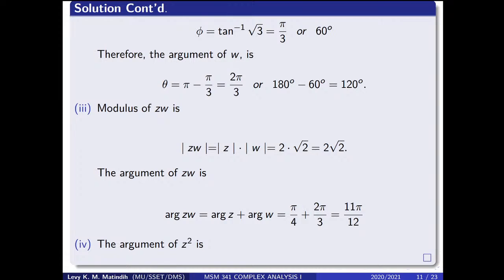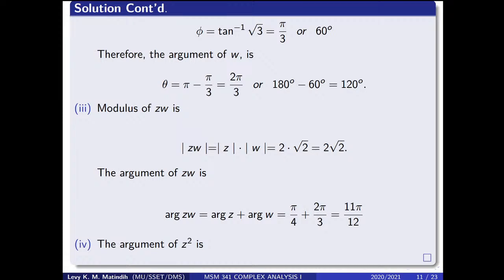The argument of the product, which is the argument of z times w, according to theorem number 3 again, is the argument of z plus the argument of w. The argument of z in radians is pi over 4, plus the argument of w in radians, 2 pi over 3. When you sum this, we get 11 pi over 12.